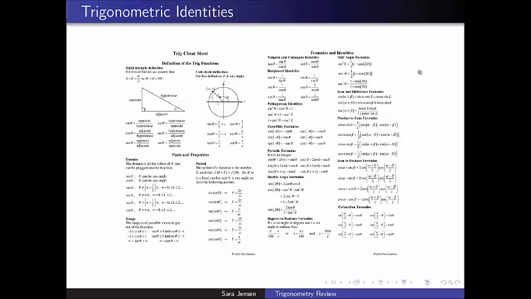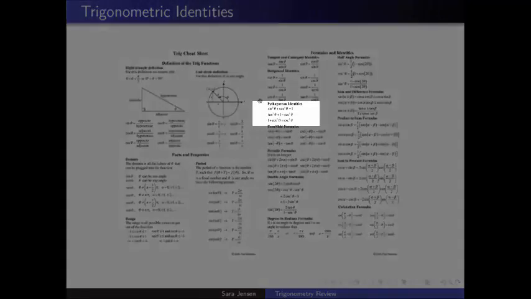There's way too much on this sheet for us to even think about using, but for the rest of these videos, I'm going to use just a couple of facts. The first I'm going to use is something I'm going to call a Pythagorean identity. You'll see it over here. And it's this idea coming from the unit circle that the sine squared of an angle plus the cosine squared of an angle is equal to 1.